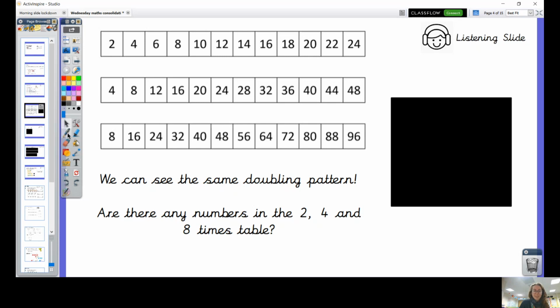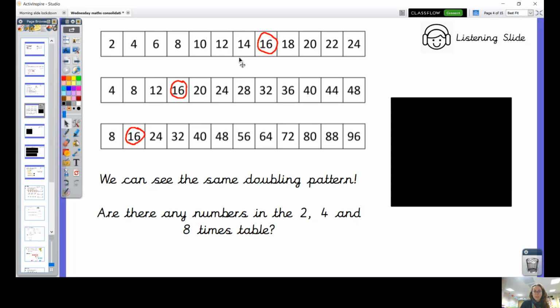There were a few, well done. I'm just going to pick out one of those. Let's have a look at this number, 16. 16 is in all three of the times tables.